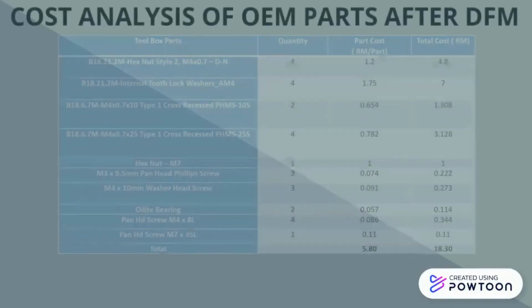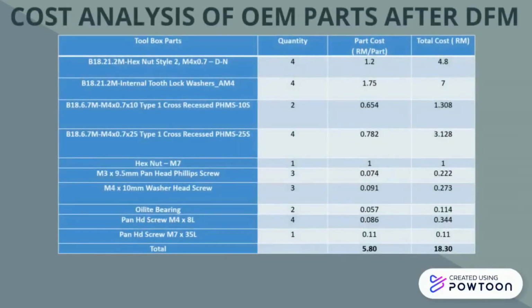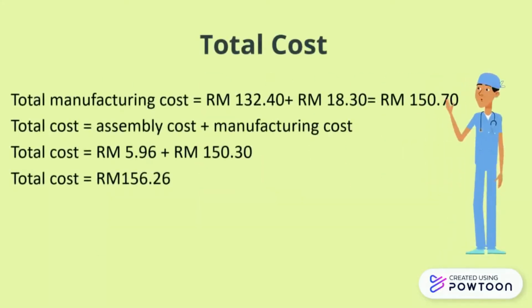And this is the table for the cost analysis of OEM parts, which are parts that we can buy directly from the shop. The total cost of the OEM parts is 18 ringgit 30 cent. After we know all the costs for assembly and manufacturing, we can calculate the total cost for one stand fan. For this one stand fan, the total cost is 156 ringgit 26 cent.